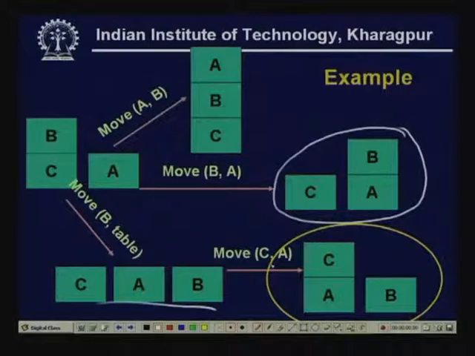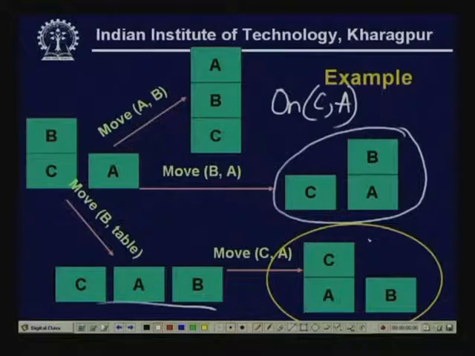Suppose our goal is represented by on C, A. Now, we notice that in this state on C, A is true. So, this is a state which satisfies the goal condition. So, this is a goal of the planning problem.